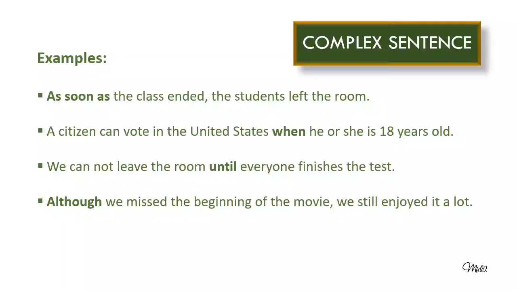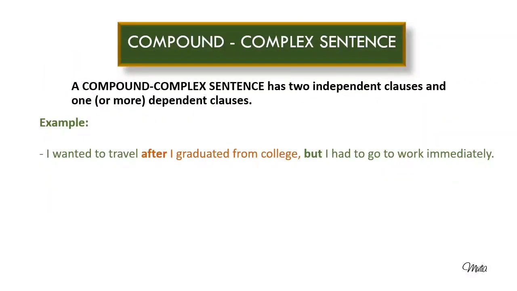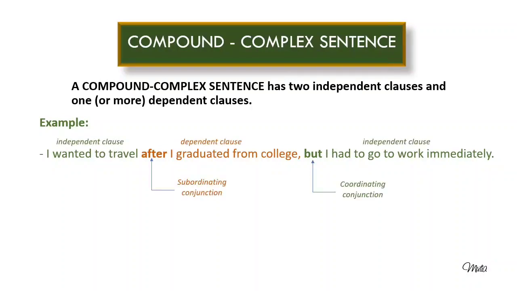The last type of sentence is a compound complex sentence. A compound complex sentence has two independent clauses and one or more dependent clauses. For example, I wanted to travel after I graduated from college, but I had to go to work immediately. This sentence consists of three clauses. The first is independent clause, I wanted to travel, followed by dependent clause, after I graduated from college, with subordinating conjunction after. And then followed by the second independent clause, I had to go to work immediately, with coordinating conjunction but.